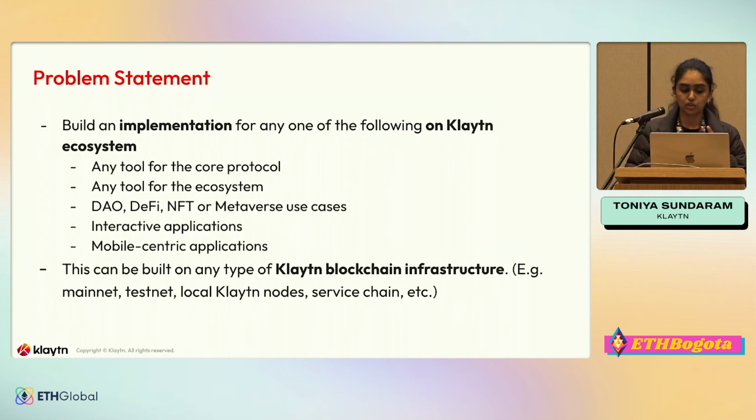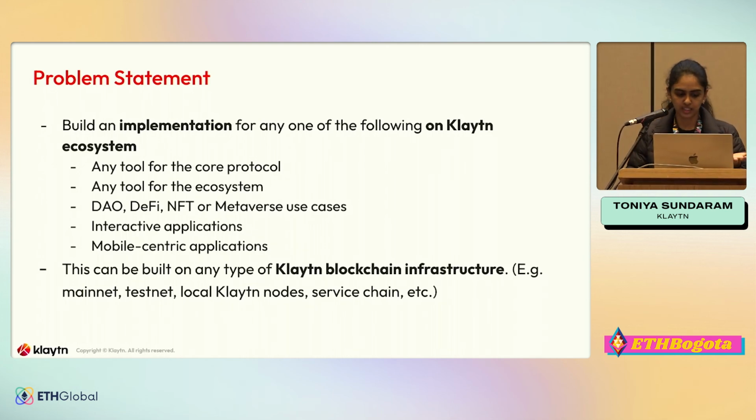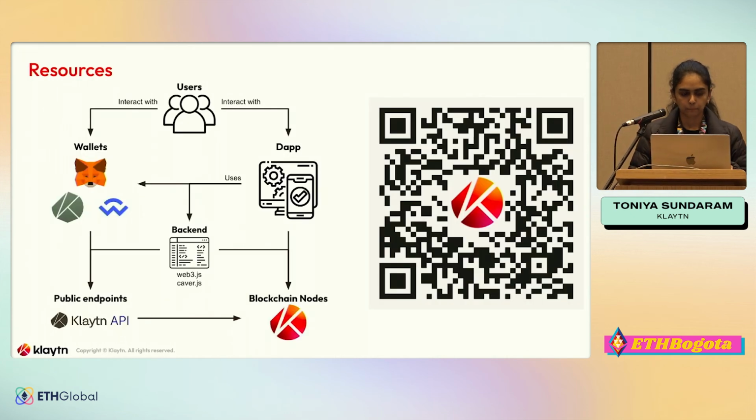And you can also build some interactive applications using the low transaction latency, because this is very useful for interactive applications, and it shows the advantage of using this Klaytn network. And you can also build any mobile-centric applications. So we would expect you to build on the Klaytn infrastructure, be it mainnet or testnet or local Klaytn node or the service chain. So now you might be thinking what you can build and what resources you might need in order to build and achieve what you want, right?